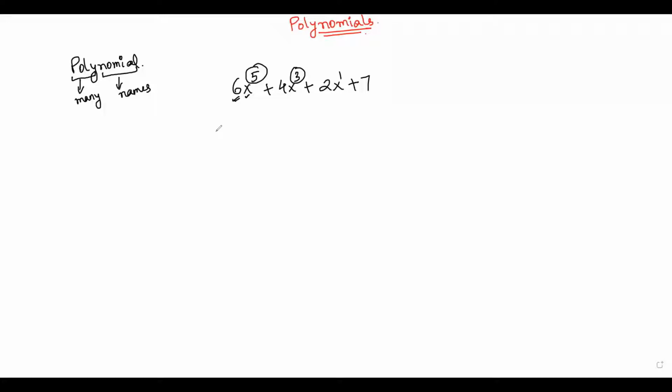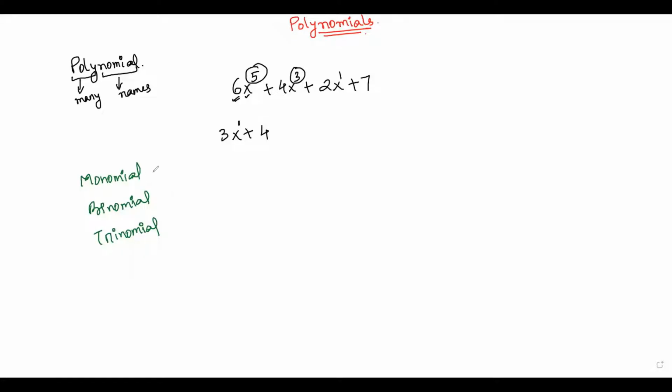In a similar way, if I consider this algebraic expression, say 3x plus 4, this can also be termed as a polynomial as it contains constants and variables, and the variable is raised to a non-negative integral power. So any algebraic expression which consists of constants and variables and the variable is raised to a non-negative integral power can be termed as a polynomial.